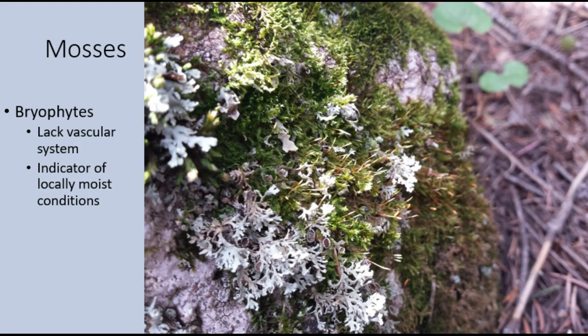Also in the Hayman area, we see non-vascular plants. The example here is mosses. These are bryophytes that lack a vascular system. Without a vascular system, an organism absolutely needs to be proximate to water because reproduction occurs through the availability of water in the environment rather than the movement of photosynthetic products, water, and nutrients through the vascular system.